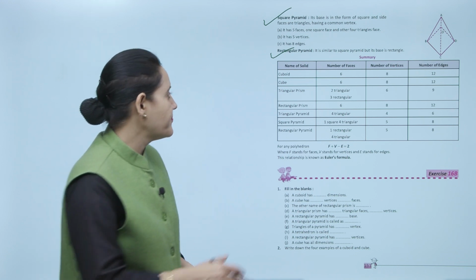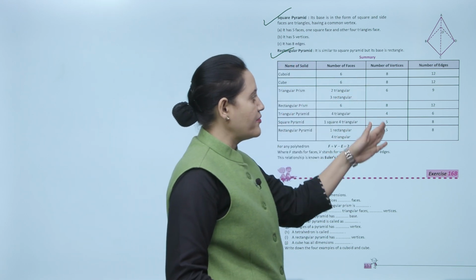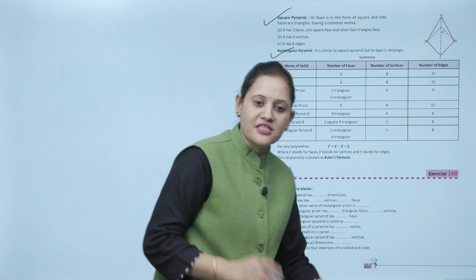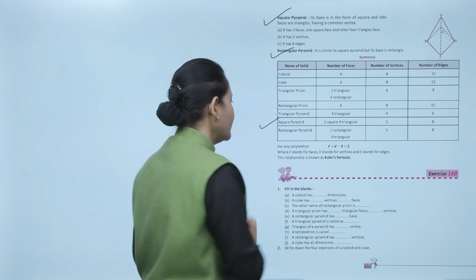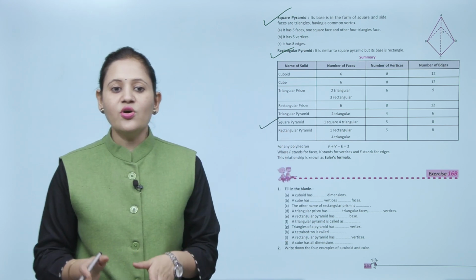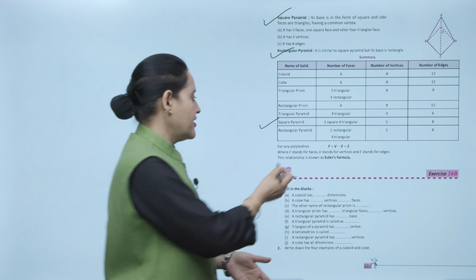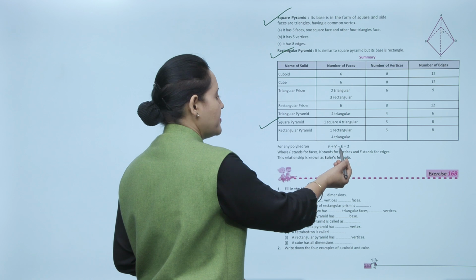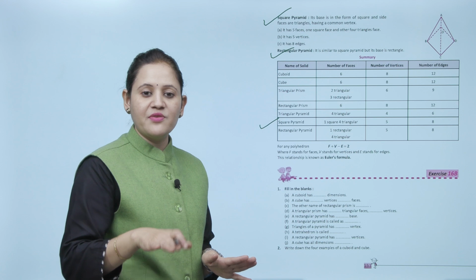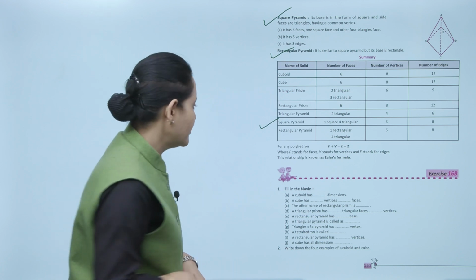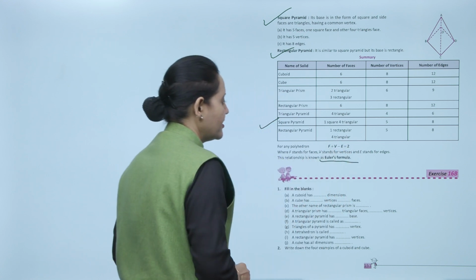Next, here some solid shapes are given, and their number of faces, number of vertices and number of edges are given here. So you have to read this table and try to understand it. There is a formula for any polyhedron: F plus V minus E should be equal to 2. F stands for faces, V for vertices and E for edges. Clear? This relationship is known as Euler's formula.